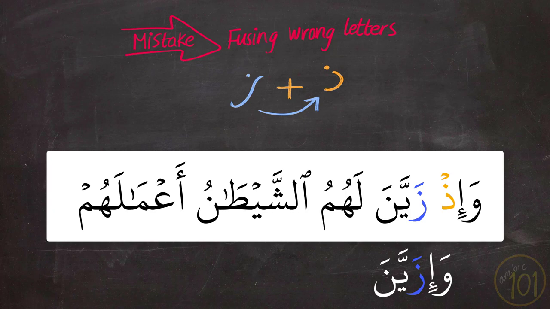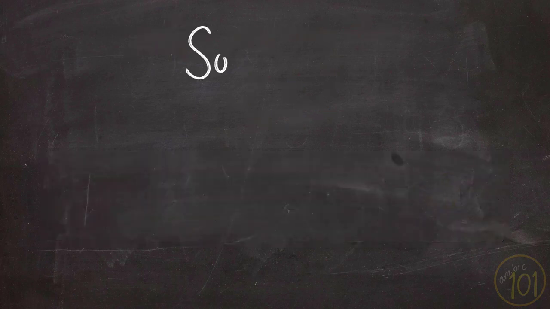وَإِذْ زَيَّنَ لَهُمُ الشَّيْطَانُ, or the other way around, that they would fuse the z with the dhal and say وَإِذْ زَيَّنَ لَهُمُ الشَّيْطَانُ, and that is not correct. The correct pronunciation is showing both sounds separately. وَإِذْ زَيَّنَ لَهُمُ الشَّيْطَانُ. So what is the solution?